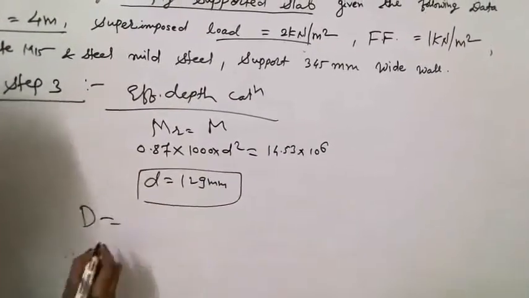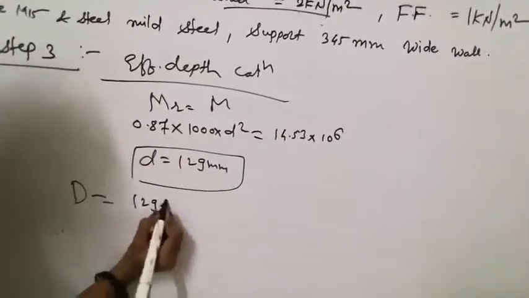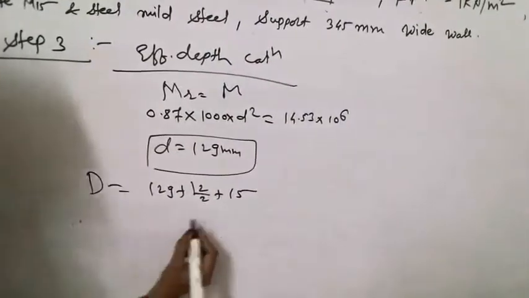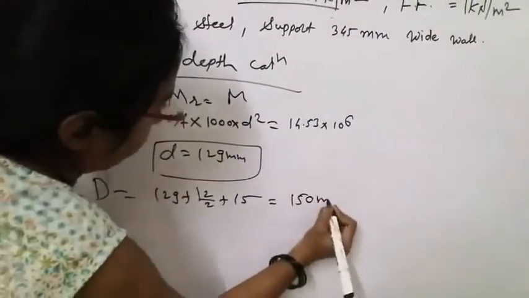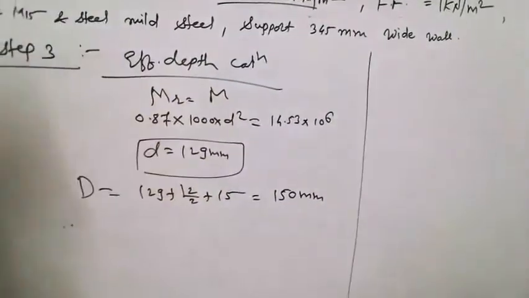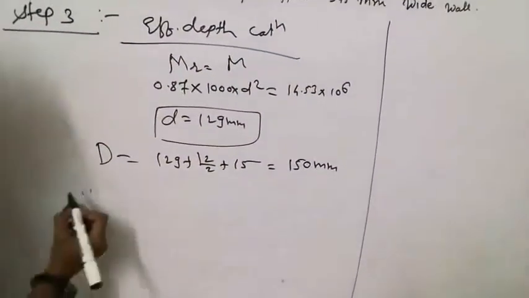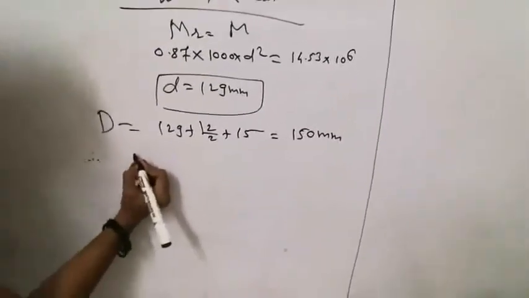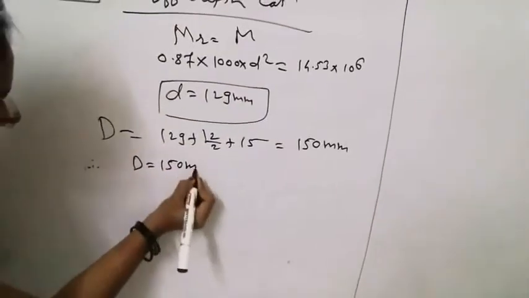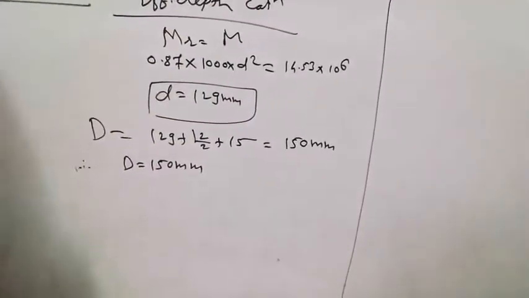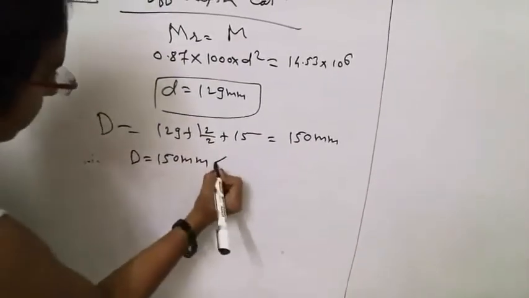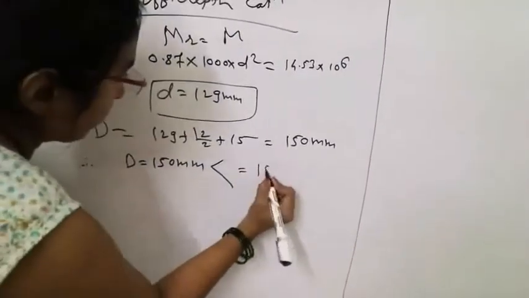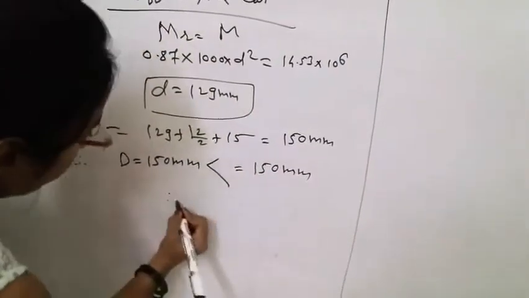Find out again overall depth: 129 plus 5 by 2 plus clear cover. It comes to 150 mm. Therefore, our D is 150 mm and it is less than or equal to the assumed depth, therefore it is okay.